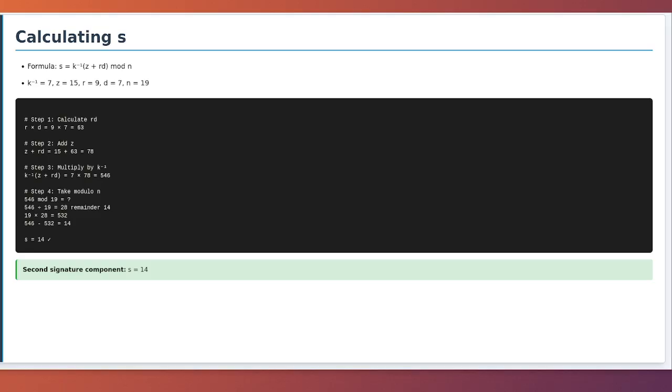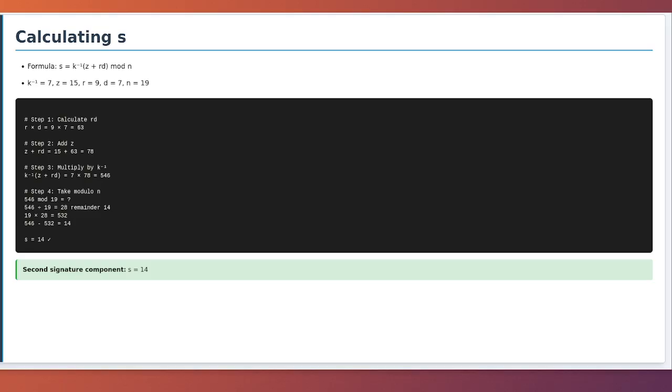The formula tells us to first calculate the quantity inside the parentheses, z plus r times d. Following the order of operations, we multiply r times d first. This is 9 times 7, which equals 63. Then, we add z to this result. So, z plus r times d equals 15 plus 63, which equals 78. This 78 is the value inside the parentheses.